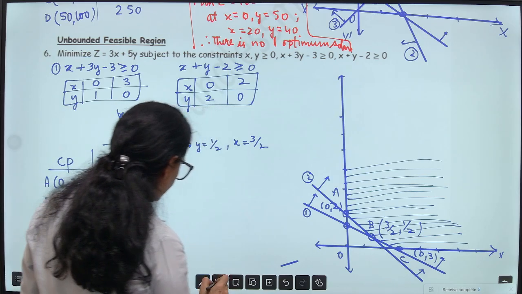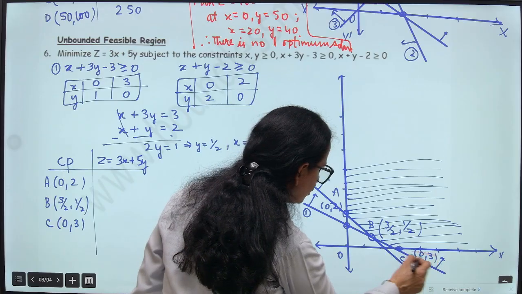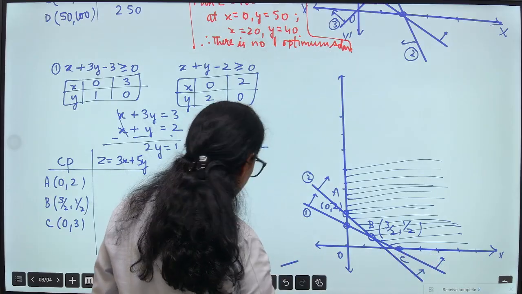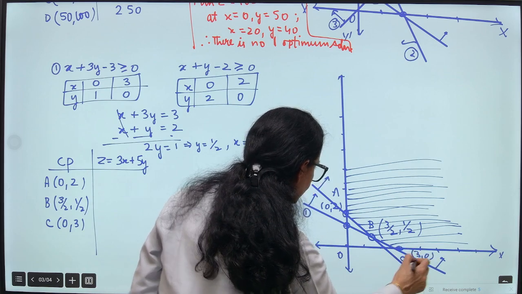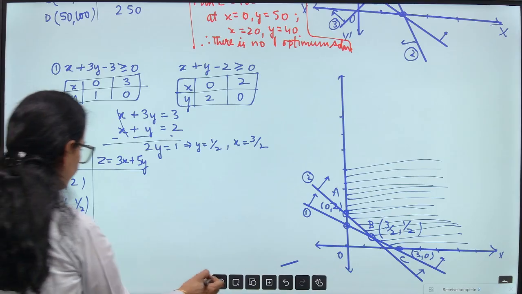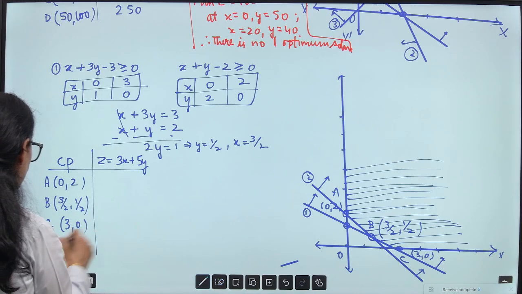Sorry, it is not 0, 3. The coordinates of point C are not 0, 3. It is x is 3 and y is 0. So I'll just rectify this. So the corner points of this are 3 and 0.